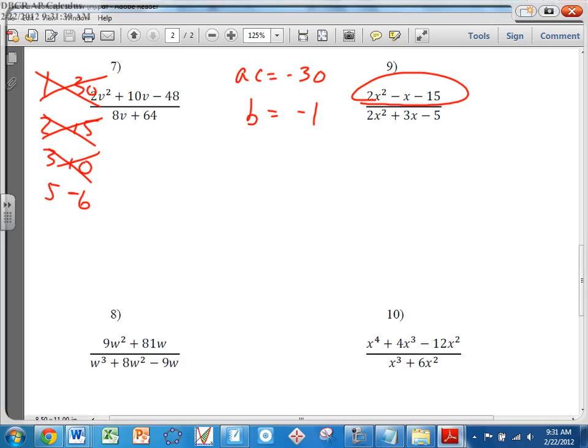If I put the negative on the 5, what would this be? +1. Okay, so these are my terms that I'm going to break the middle term into now. So the middle term becomes 2x squared plus 5x minus 6x minus 15. And again, if you switch the 5x and the -6x, it has no effect on the problem. And we showed that yesterday.